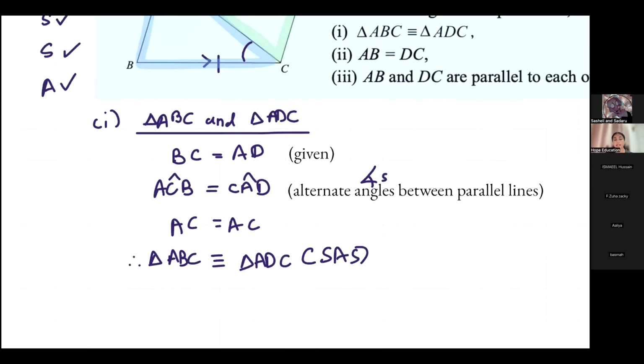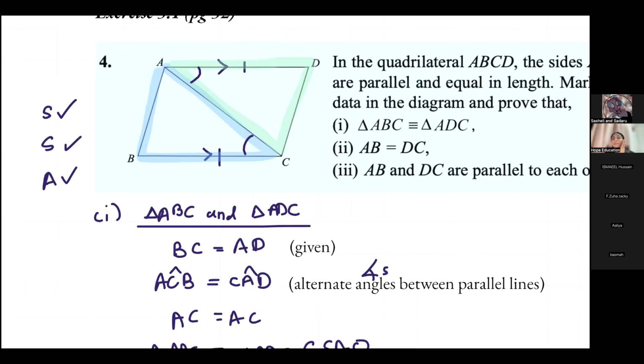Congruent means when you keep them on top of each other, they are completely identical. They coincide with each other. So if these two triangles are completely identical, all the three angles of one triangle will be equal to all the 3 angles of the other triangle. Also, all the 3 sides of one triangle will be equal to all the 3 sides of the other triangle. That is the meaning of congruency, right? Congruency means the two triangles are completely identical.